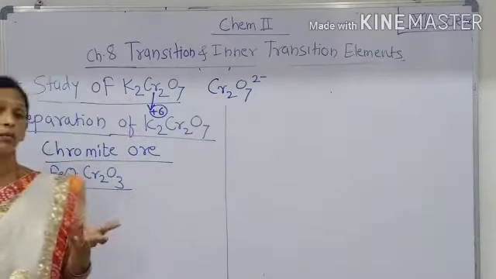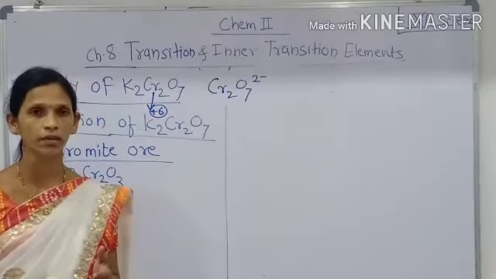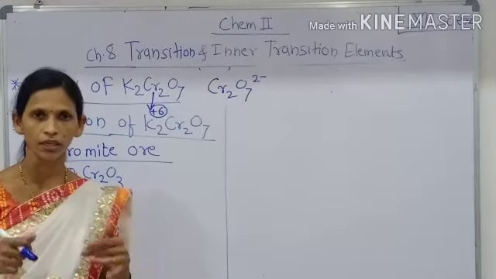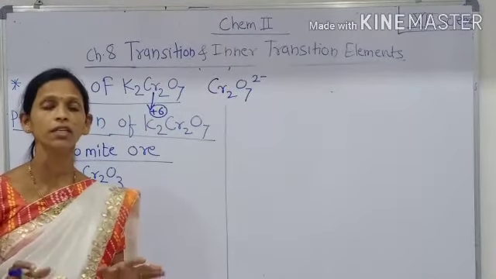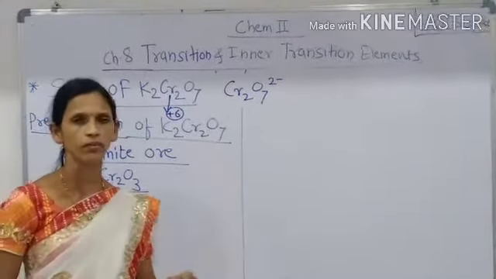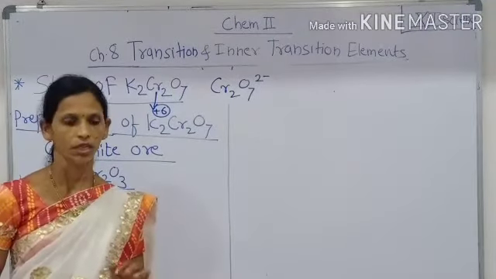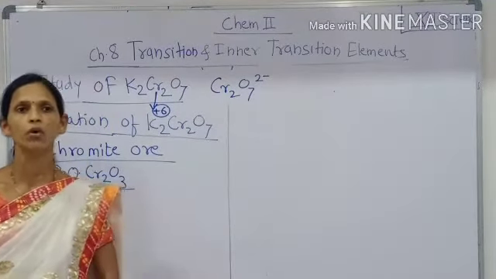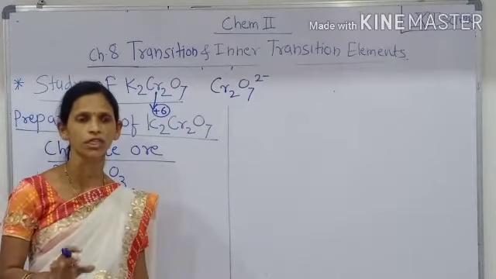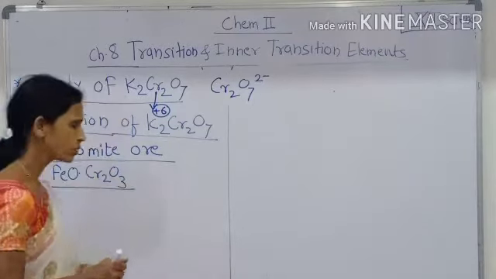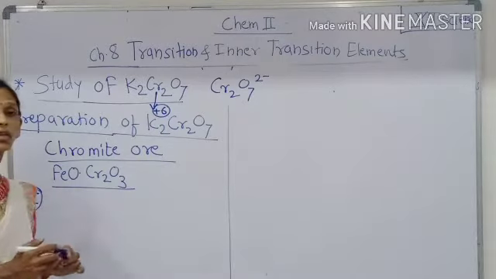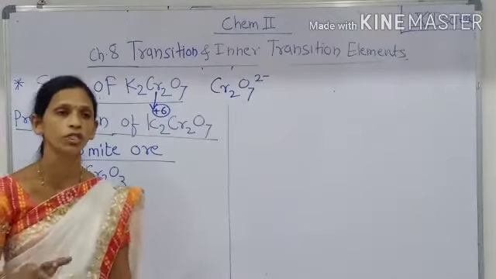Potassium dichromate is prepared in the laboratory as well as in industry. When it is prepared commercially, an industrial method is used for the production of K2Cr2O7 from its chromite ore. Here we are going to discuss the industrial preparation method of K2Cr2O7, which has many steps.